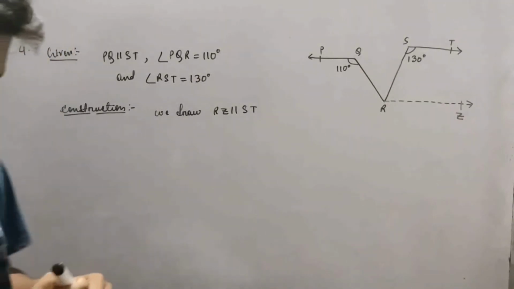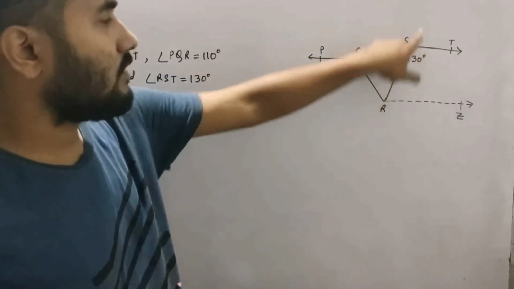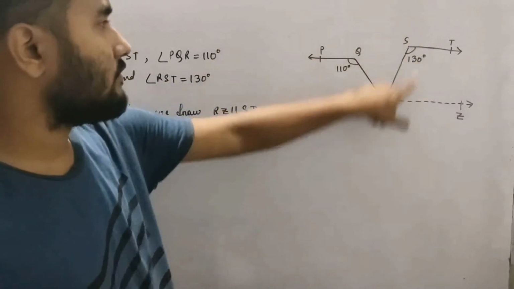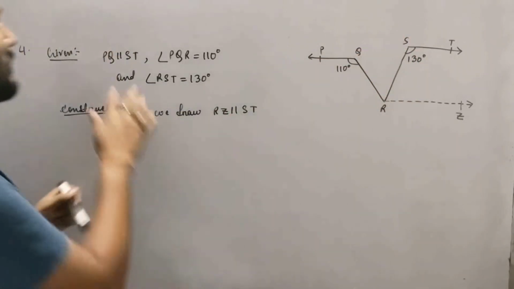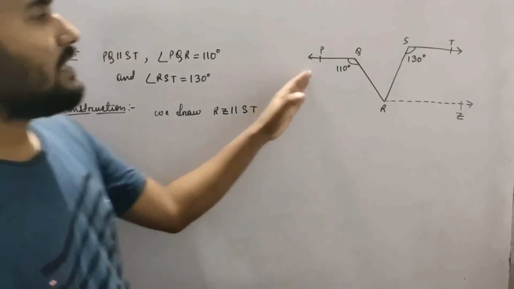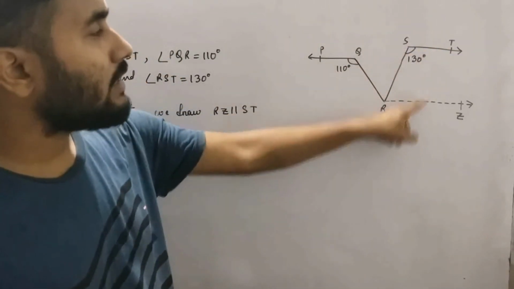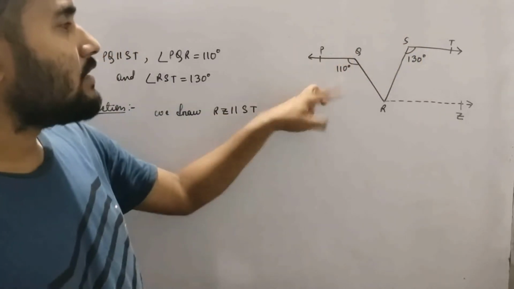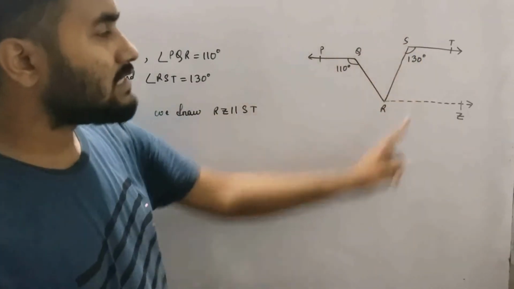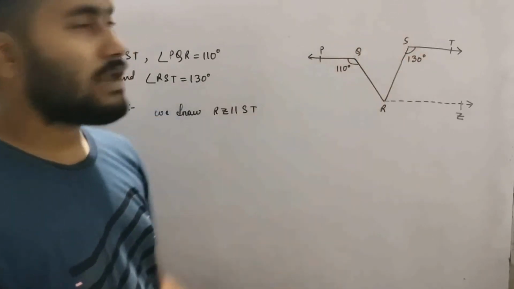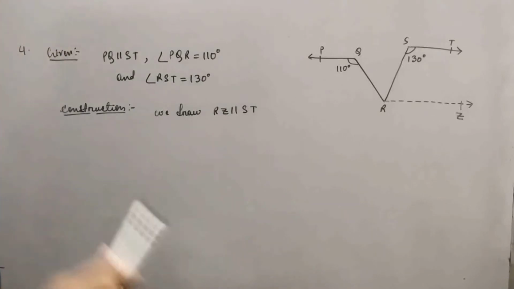How will we solve? You see. These two are parallel. First thing, these two are parallel. And again, what is given in this question? PQ is also parallel to ST. ST and this are parallel. So PQ and RZ are also parallel. ST, RZ parallel. PQ, ST parallel. So PQ, RZ also parallel. This thing we will use later on.